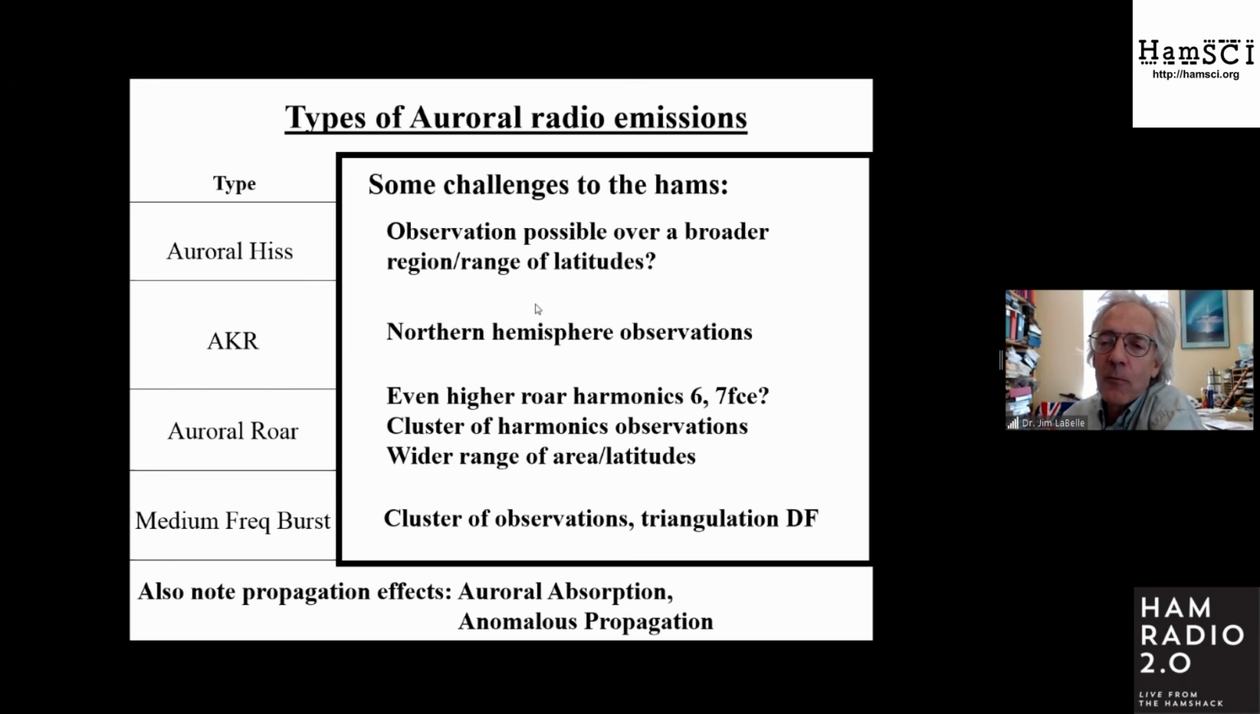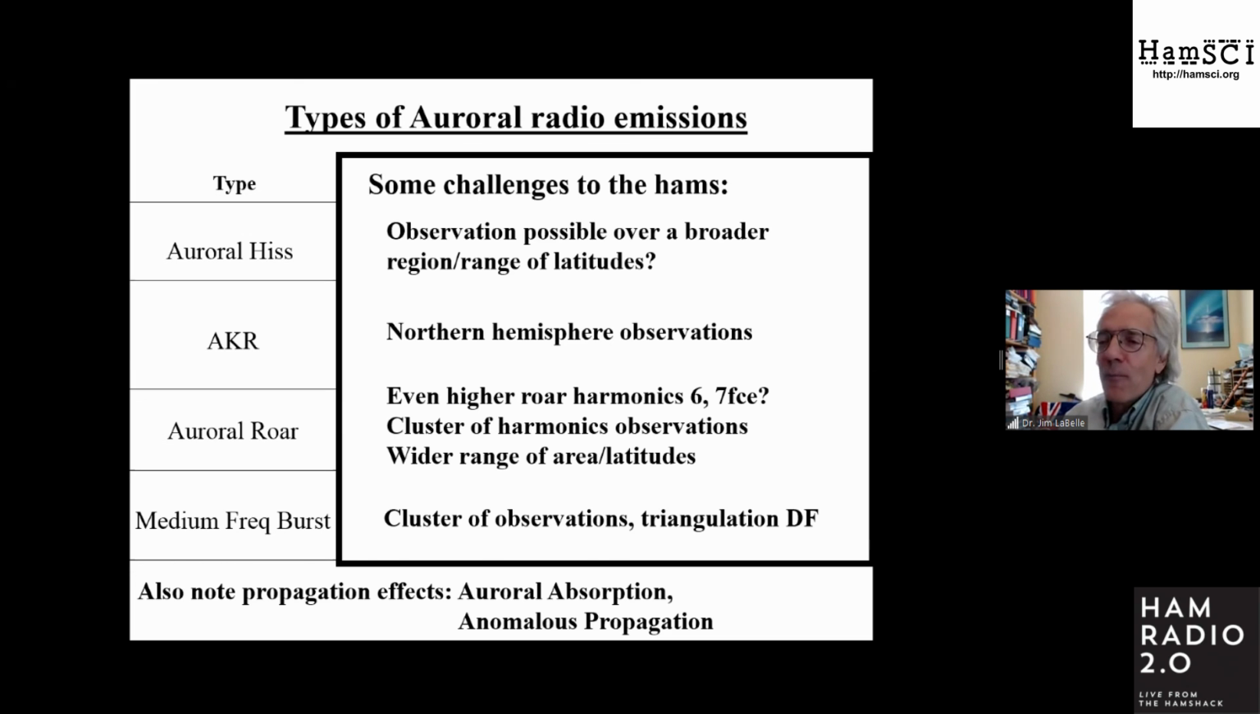So, for example, auroral hiss. One question is, auroral hiss propagates, I didn't talk about it much in my talk, but it propagates a bit more efficiently subionospherically than the other emissions, particularly as you get to the lower frequencies down towards VLF. And so the question is, how broad a range of latitudes or area can we observe these? Can you observe these well south of the aurora? I don't know, this is something maybe that ham radio hobbyists could address.